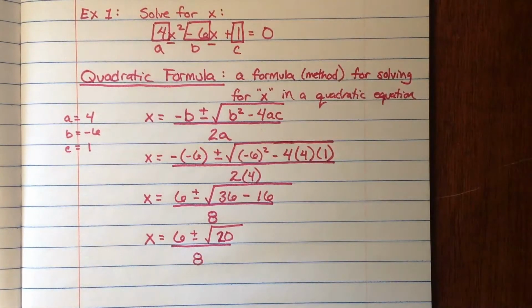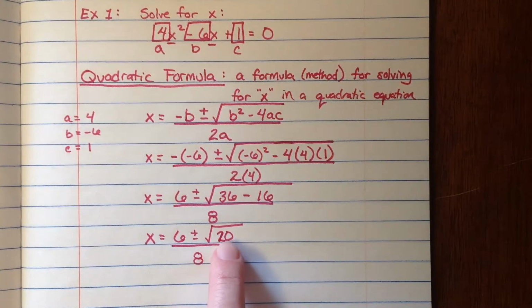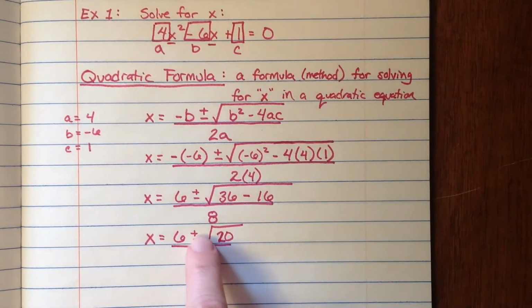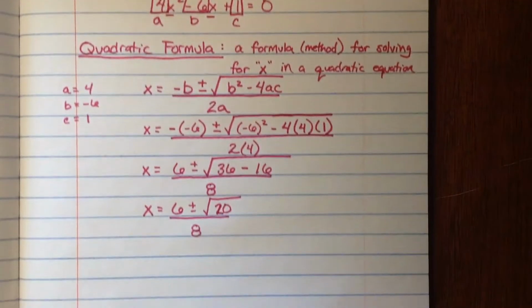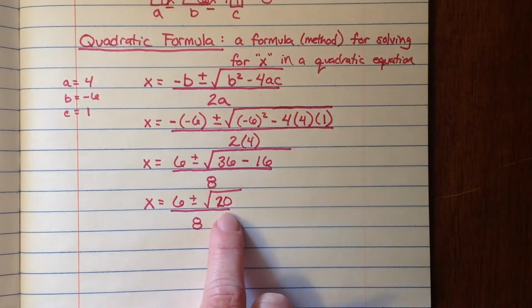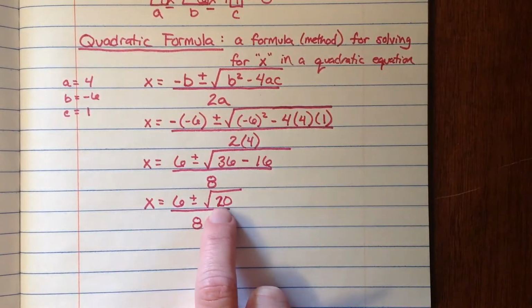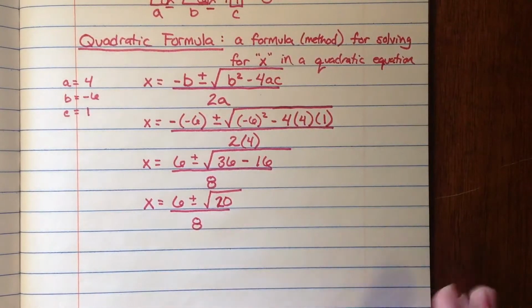All right. Now, 20 is not a perfect square. Like if you type the square root of 20 into a calculator, it's going to give you a decimal. And so my last step here, because that's not a perfect square and I'm going to get a decimal, I kind of want to avoid decimals at all costs. My last step here is going to be to simplify the square root as much as possible.